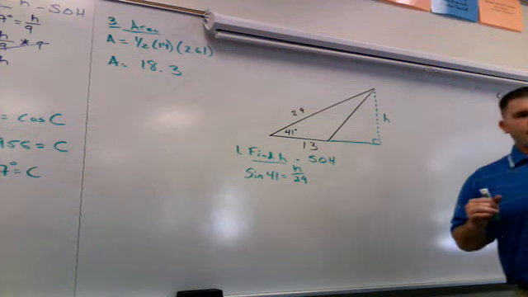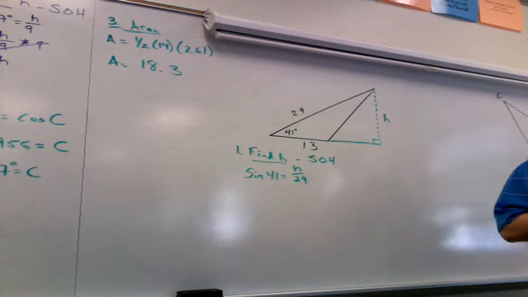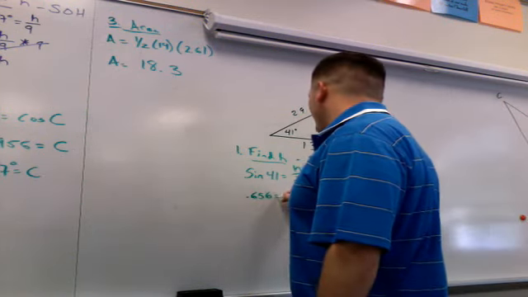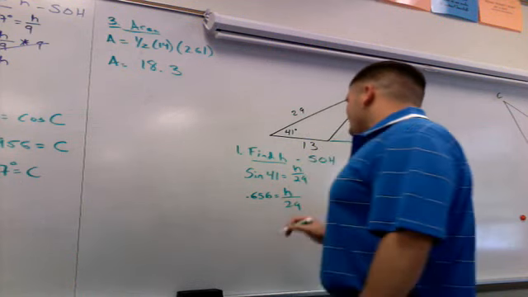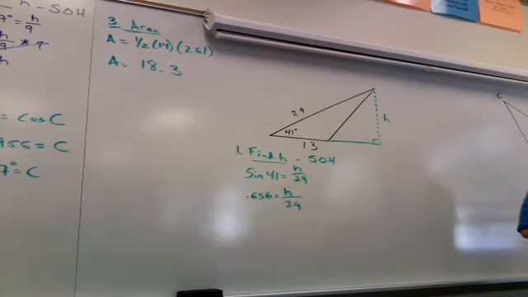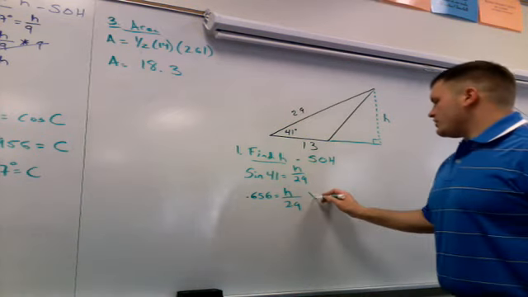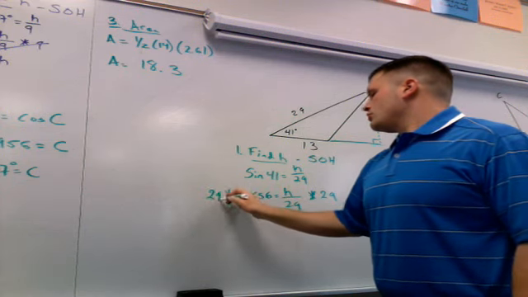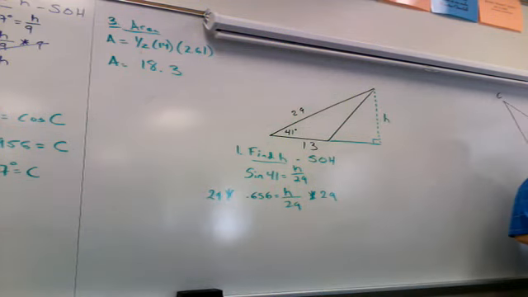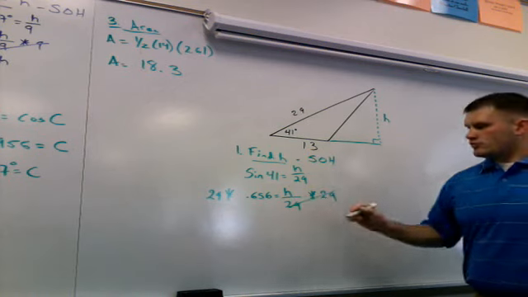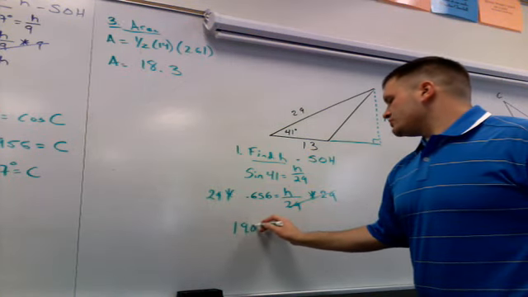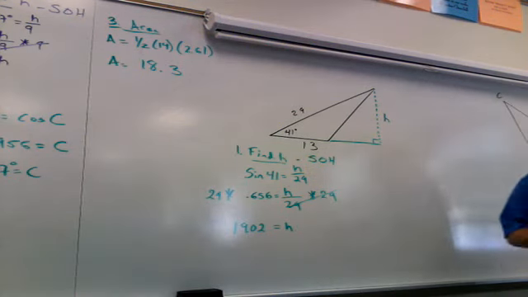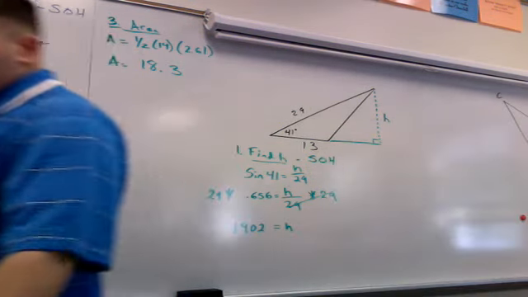What's the sine of 41? Give me 3 digits. 0.656. Good. It was simultaneous too. So now what do I do? Times by 29. 0.656 times 29. 19.02 was h. Okay. So we found our h, it's 19.02.